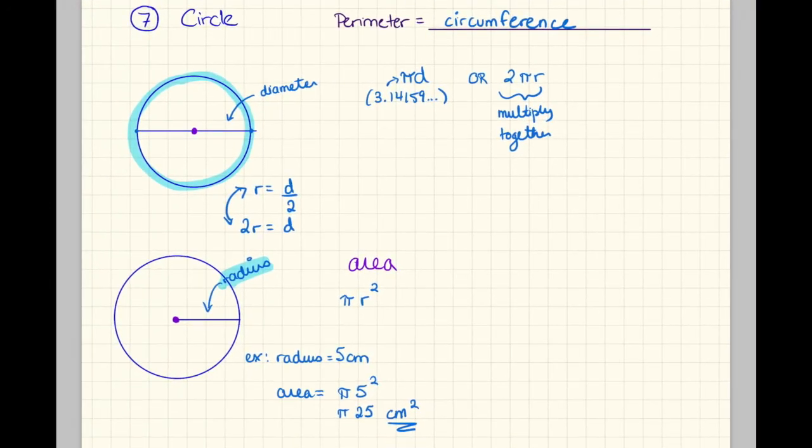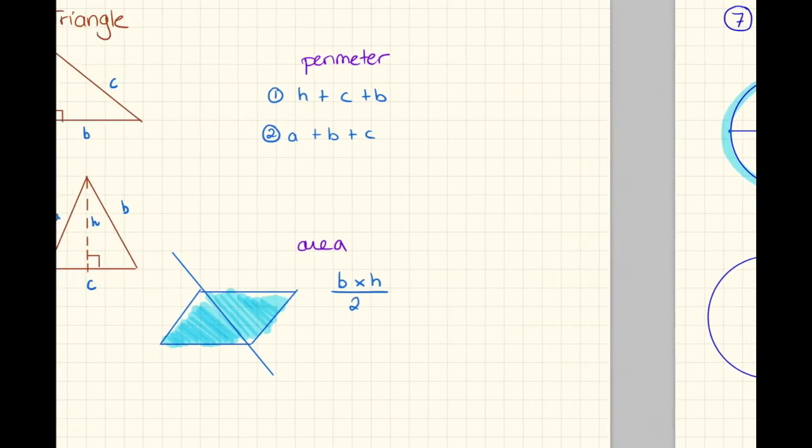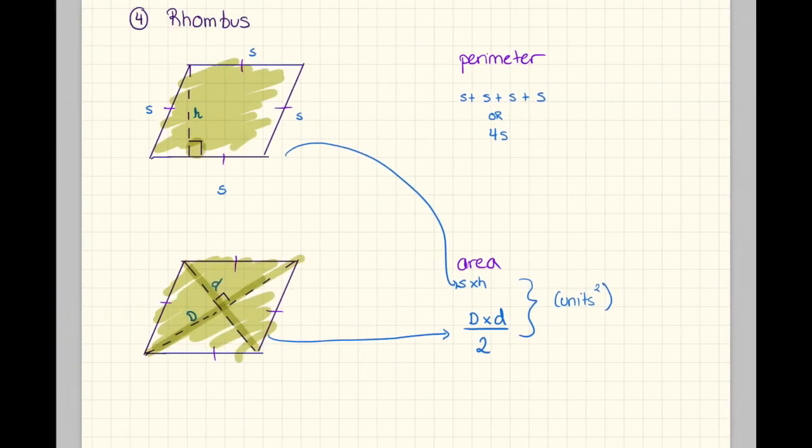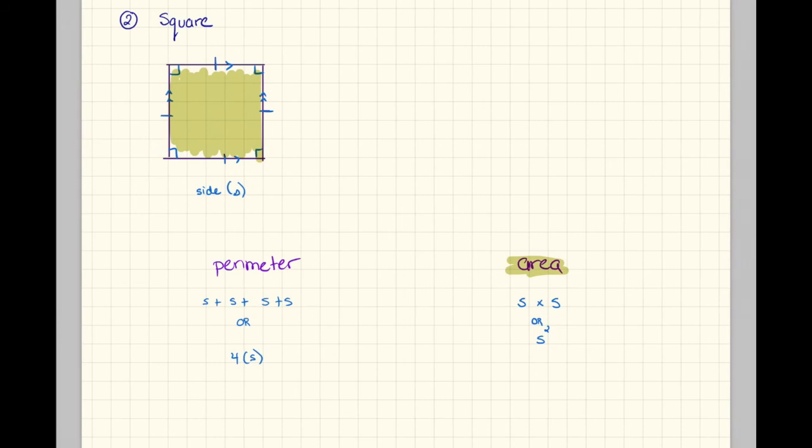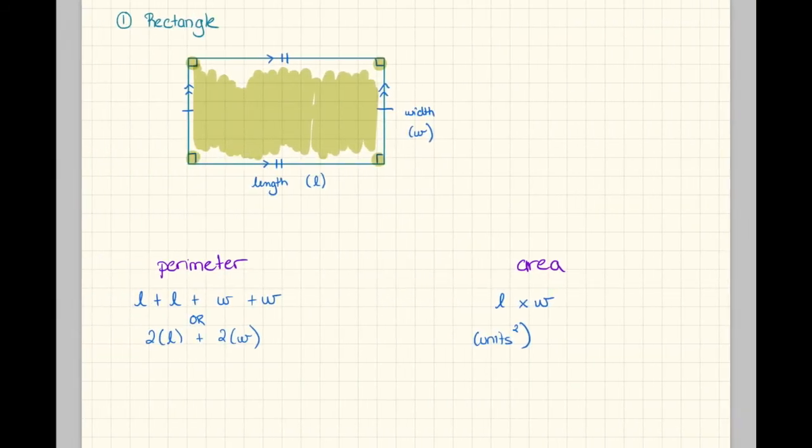In this lesson, you have officially covered all of the main perimeter and areas of shapes. We've covered the circle, the triangle, the trapezoid, the rhombus, the parallelogram, the square, and finally the rectangle.